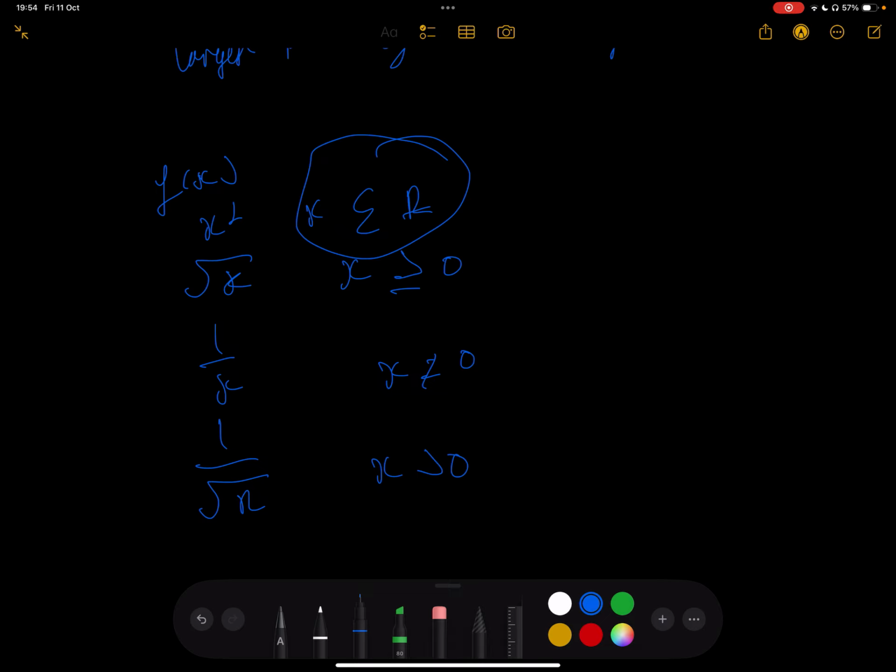1 over x, x cannot equal 0 because any number divided by 0 is undefined. X also has to be greater than 0 here. Why? Because 1 over the square root of x, where if x is 0, then you just get root 0 and you get 1 over 0, which is also undefined. But also if x is less than 0, you get like root minus 1. What is this? This is 1 over i, and you have a complex solution, which is impossible when we're working in the xy plane.